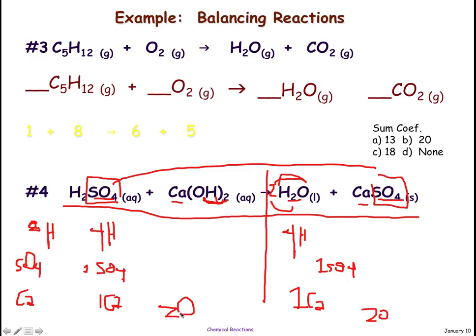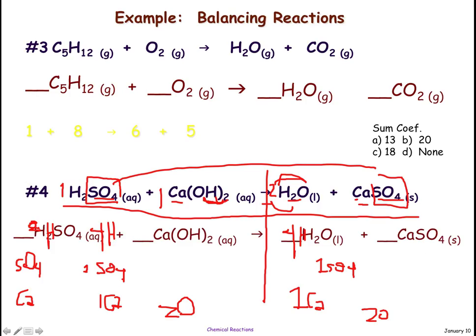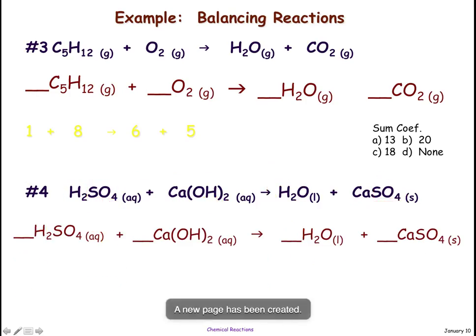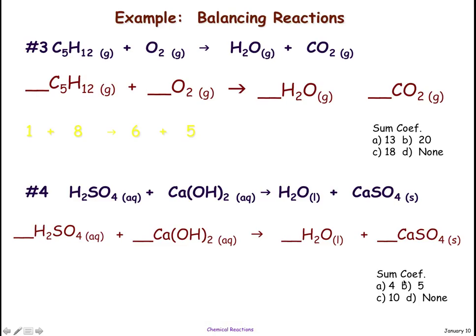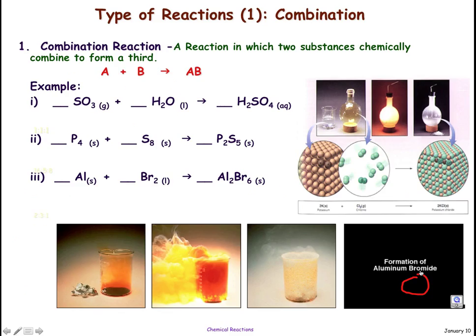What is the sum of the coefficients? The sum of the coefficients is 1 plus 1 plus 2 plus 1. That would be a total of 5. So the answer would be B, 5. So those are just examples of balancing chemical reactions. You should try these. Remember, these are combination reactions.